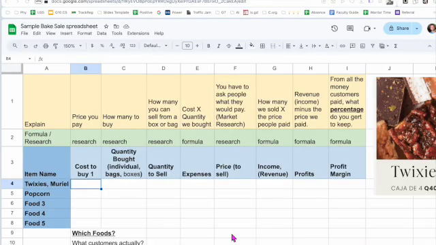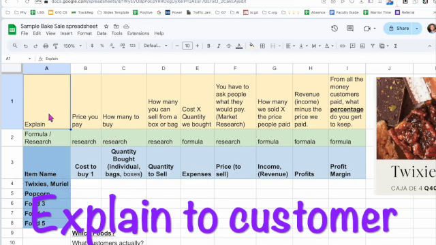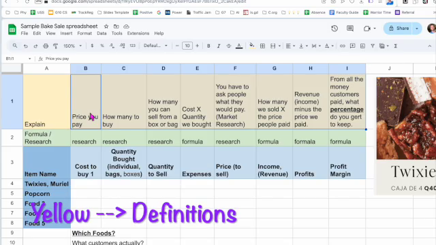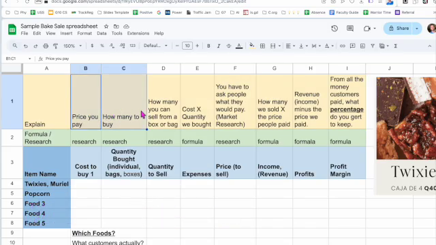This very long video is going to help you make your spreadsheet, and it's going to help you explain to your customers what all this information means. This part up in here in yellow, you do not have to have that in your spreadsheet, but these are great explanations to keep handy when you make your presentation so you can tell people what this means.